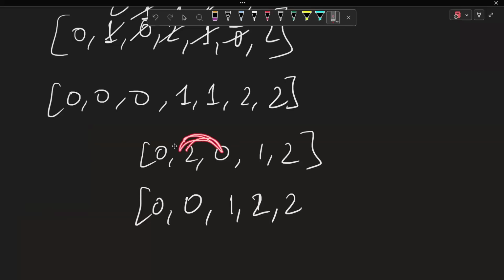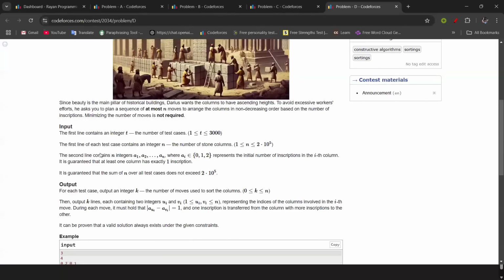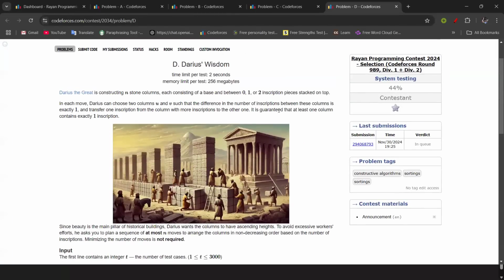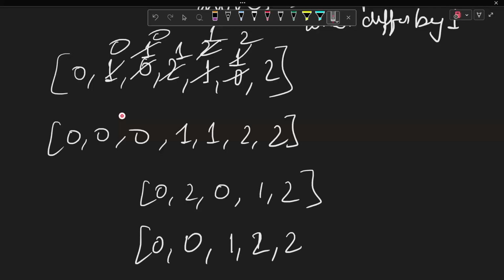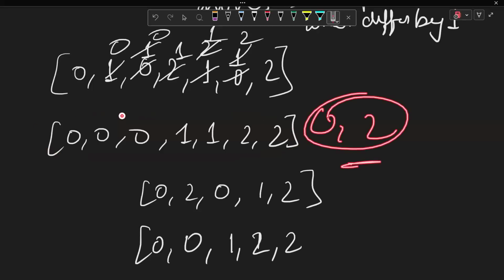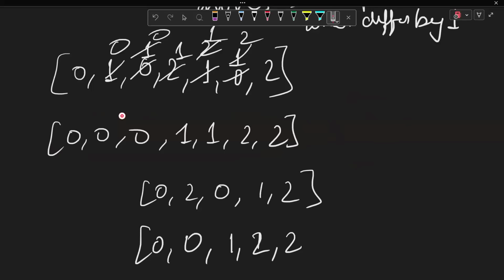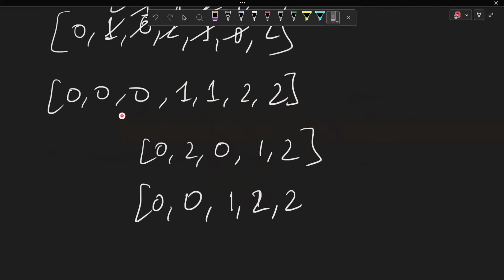So how can you alternatively do this? If you are not allowed to swap 0 and 2, it's also mentioned in the problem, one more thing, that it is guaranteed that at least one column contains exactly one encryption. So it is guaranteed that at least one value is 1 in this array. It's not like all the values are 0 and 2. So when you need to swap a 0 and a 2, you can utilize that 1 because through 1 you can swap anything. So you can use a 1 to swap 0 and 2.